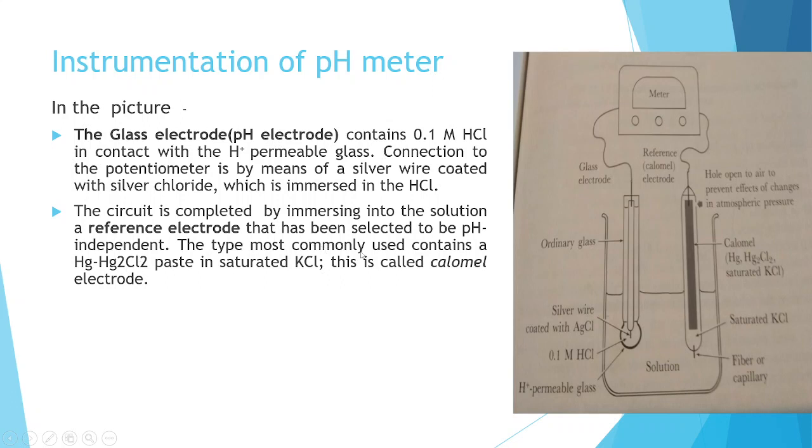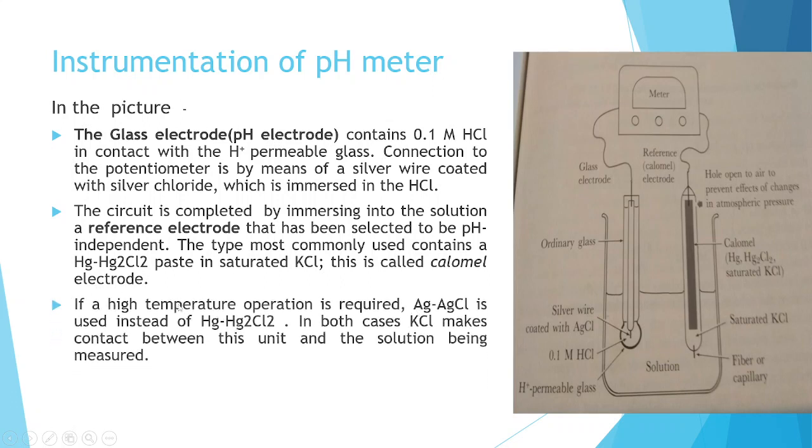The type most commonly used contains a Hg2Cl2 paste in saturated KCl. This is called calomel electrode. If a high temperature operation is required, AgCl is used instead of Hg2Cl2. In both cases, KCl makes contact between this unit and the solution being measured.